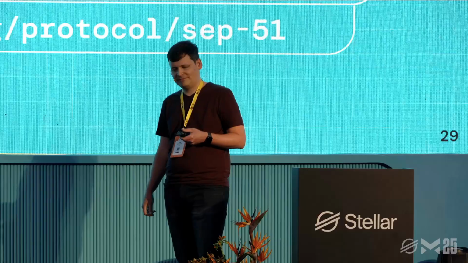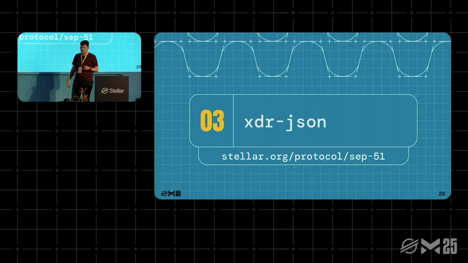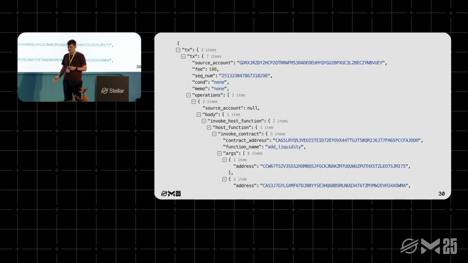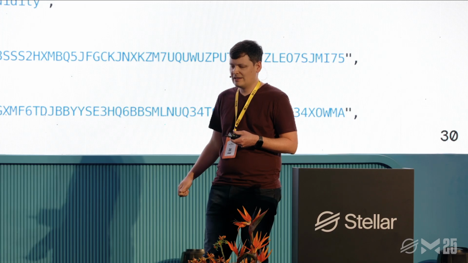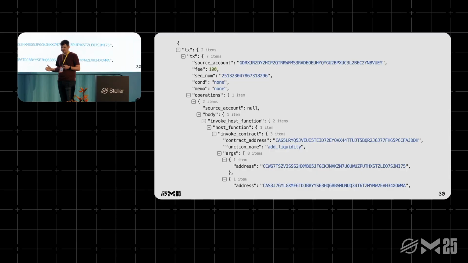Last topic, XDR JSON. Have you noticed that the Lab renders Stellar transactions really beautifully? Take a look at this screenshot. This is what the Lab will give you if you give it a transaction. This is not how XDR normally looks. So let's take a look at XDR, and then we'll circle back to what XDR JSON is.